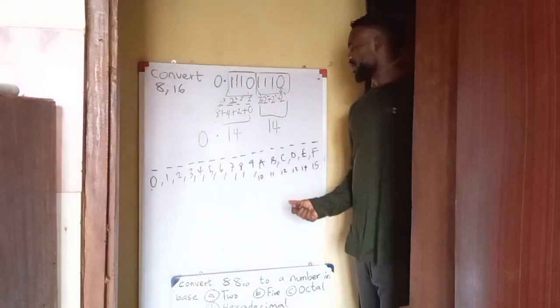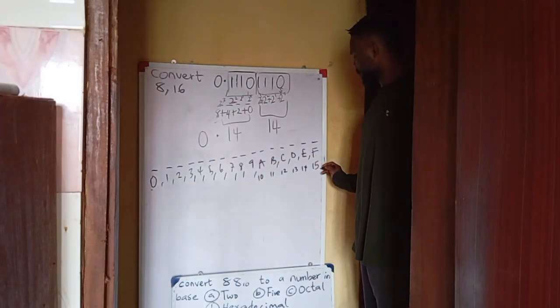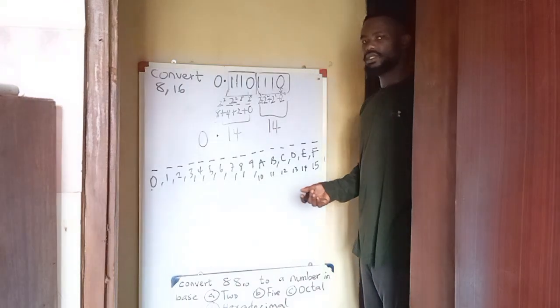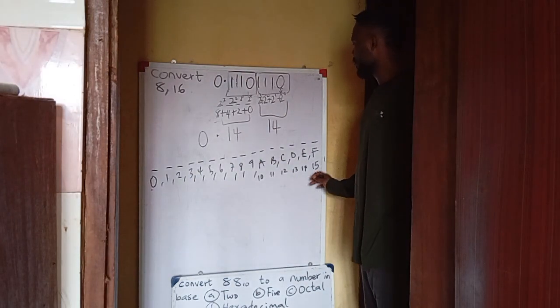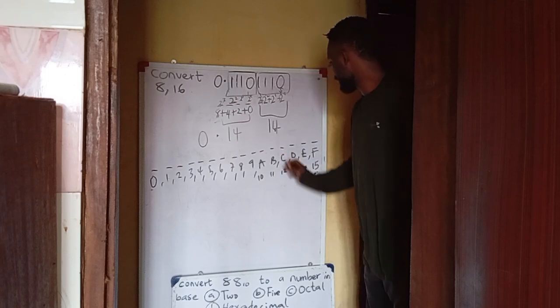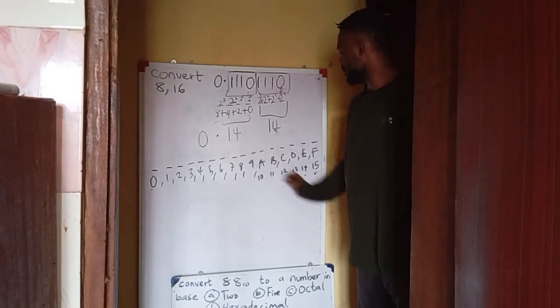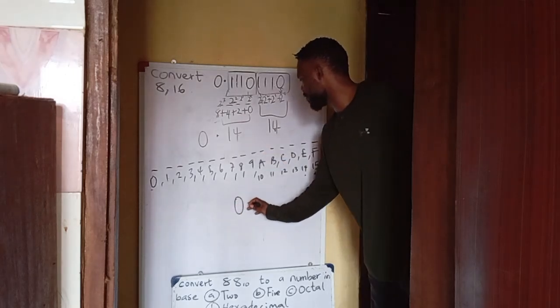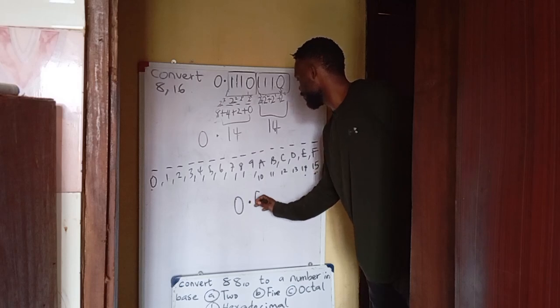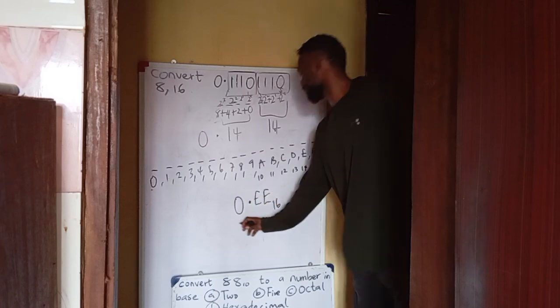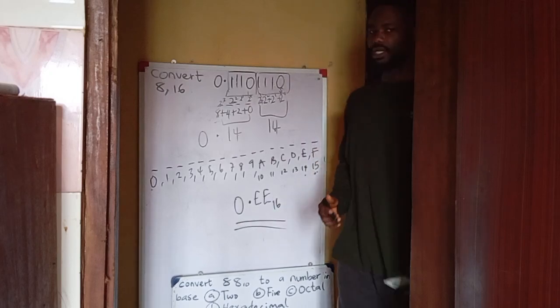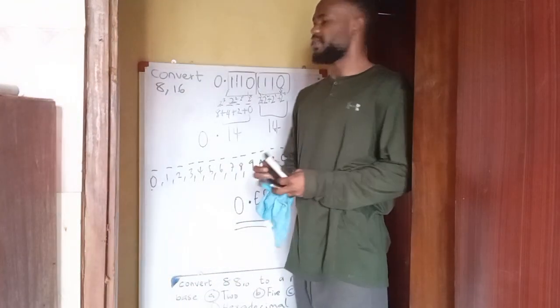So this is how you check for the base. If you add 16 to it, it becomes more than base 16, so base 17. So this is base 16. You must stop at 15. So see that 14 is E and I have E. So this is simply the same thing as saying 0 point E base 16. This is your final answer.